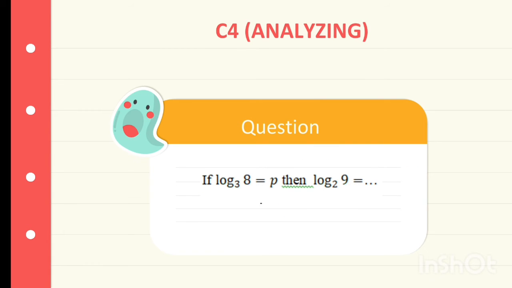Next, C4, analyzing. The example is: if log base 3 of 8 is equal to p, then log base 2 of 9 is equal to. The reason why it is C4 is because the instruction of this question is finding the solution of 2 unknown logarithms. It can be solved by breaking the elements of 2 into an equation that matches with log base 2, log base 3, log base 3 of 8. Students break given information into its component elements to explore relationships. It is included in cognitive domain C4, analyzing.